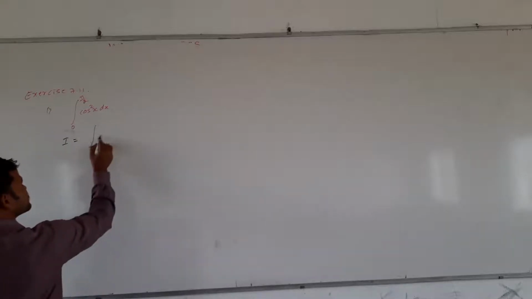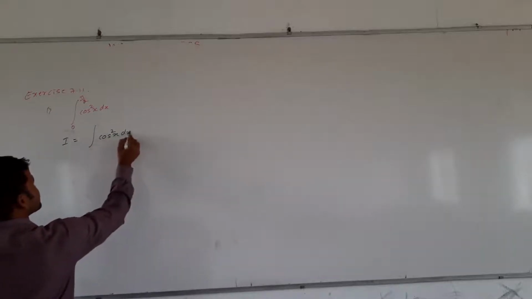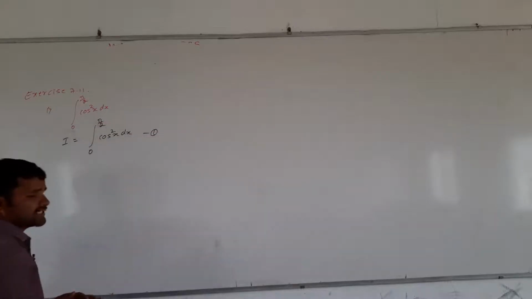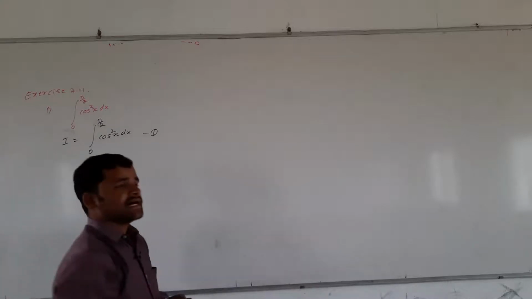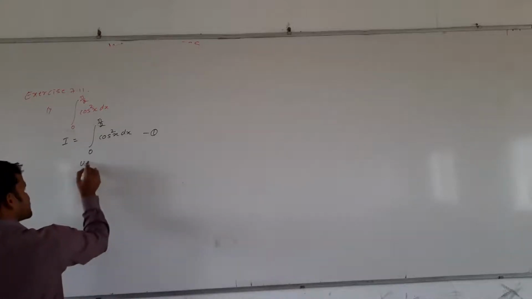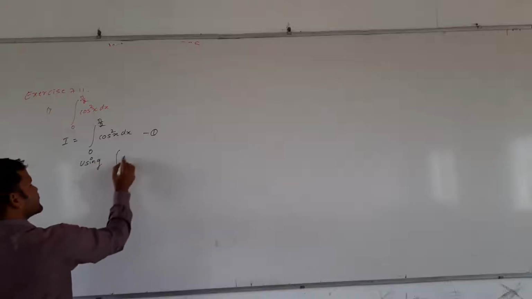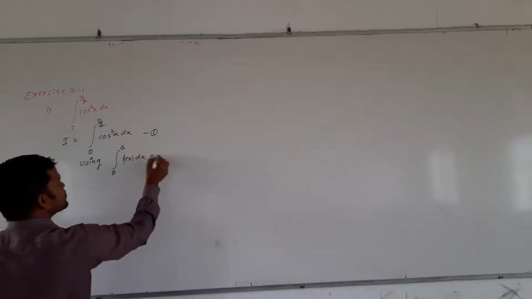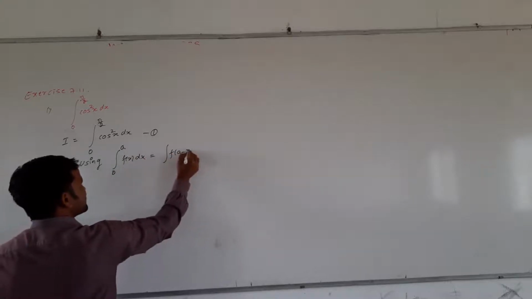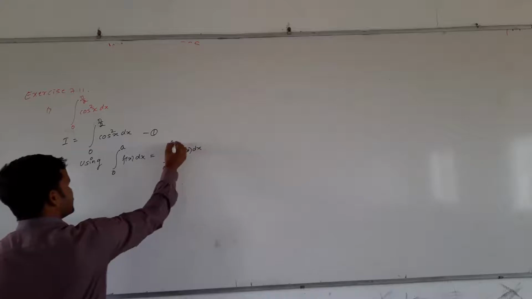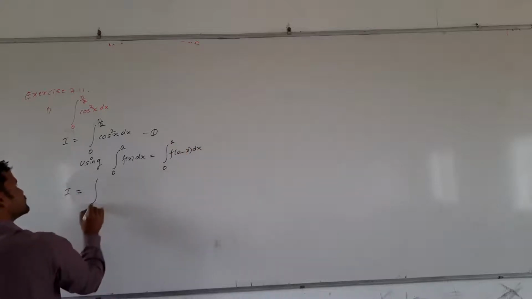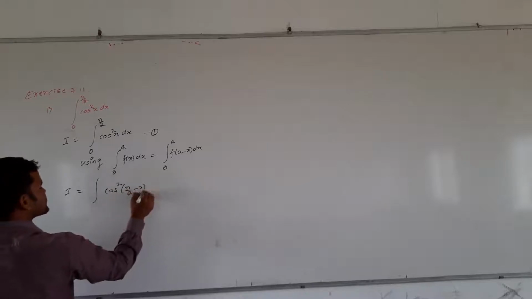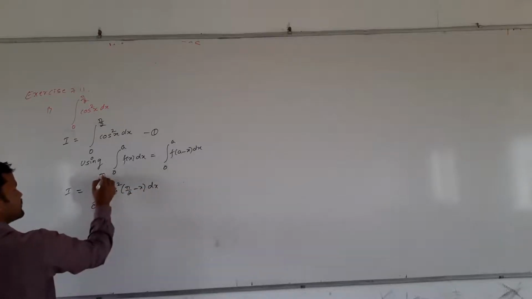I is equal to integration of cos square x with respect to x from 0 to pi by 2, and let me take this as equation 1. Now, I will use the property that integration of f of x with respect to x from 0 to a is equal to integration of f of a minus x with respect to x from 0 to a. Now, I is equal to integration of cos square of pi by 2 minus x into dx from 0 to pi by 2.